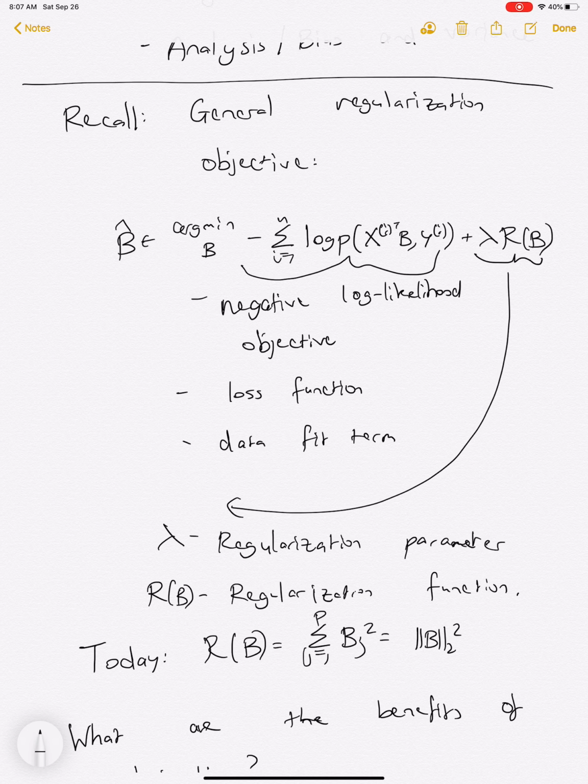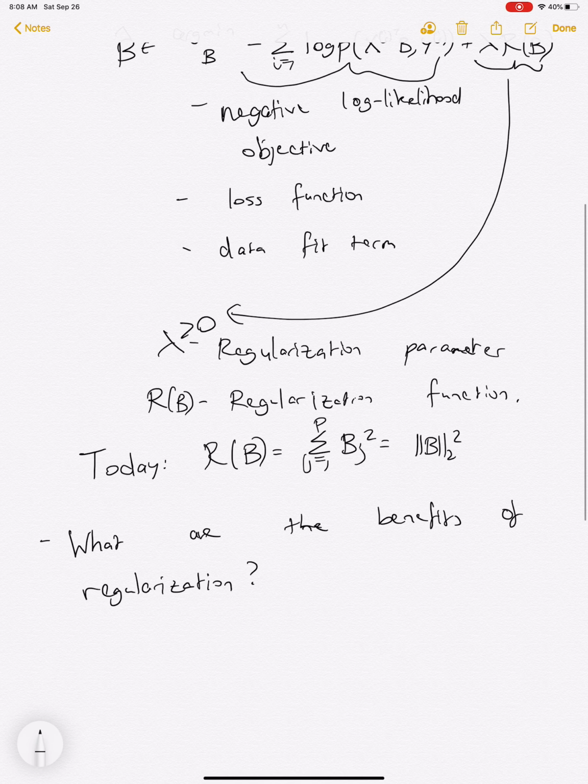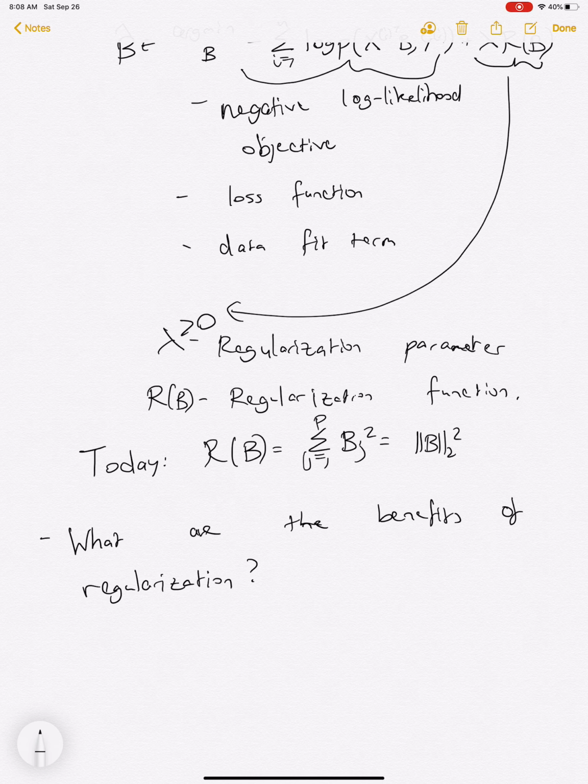The second term has a regularization parameter lambda, which is always bigger than zero, I should say. And R of B is a regularization function. Today we're going to focus on the specific case where R of B is the squared L2 norm of B, or the sum of the B_j's squared.